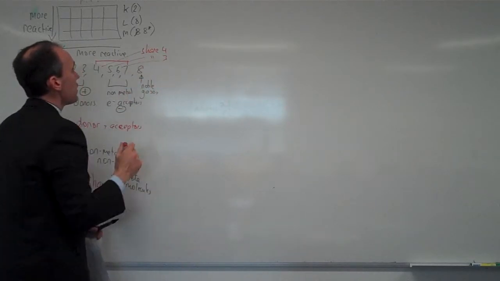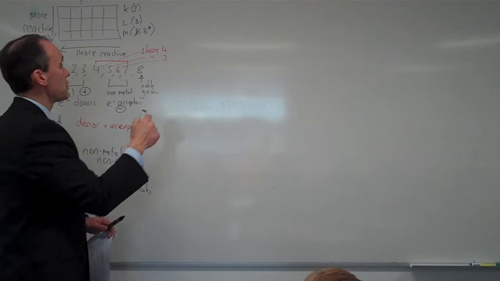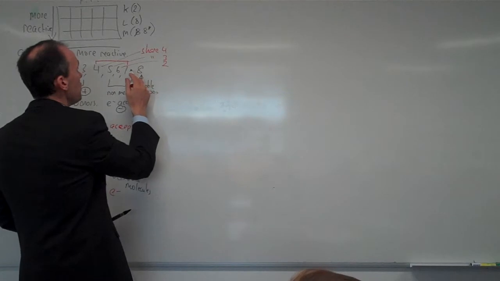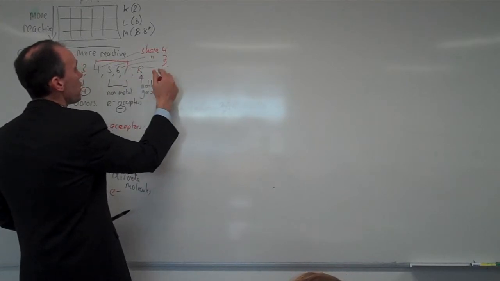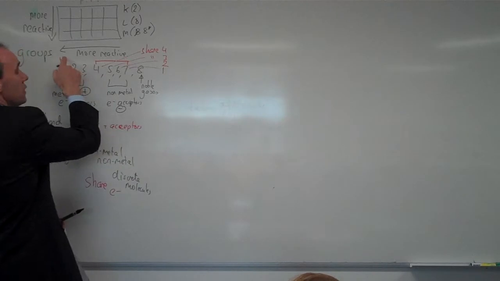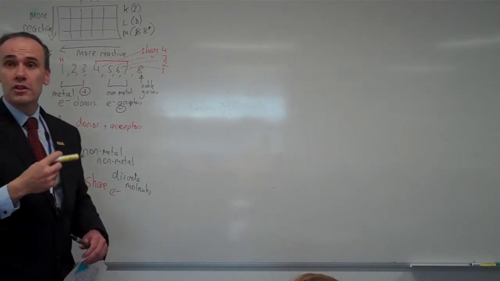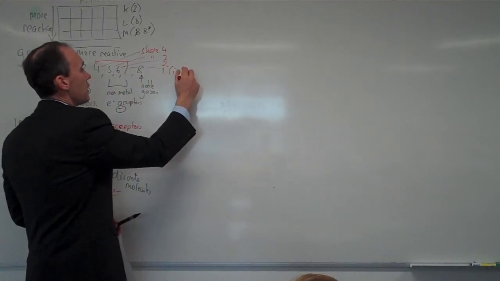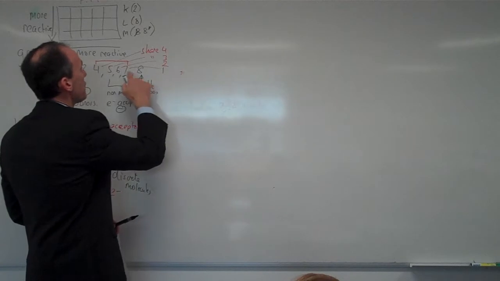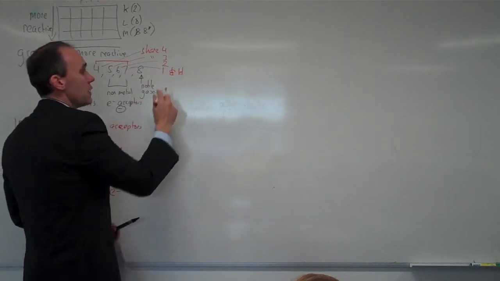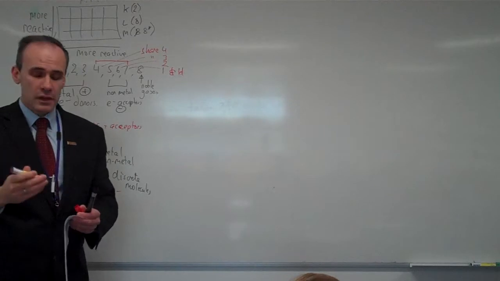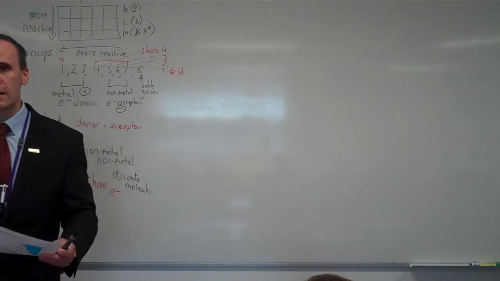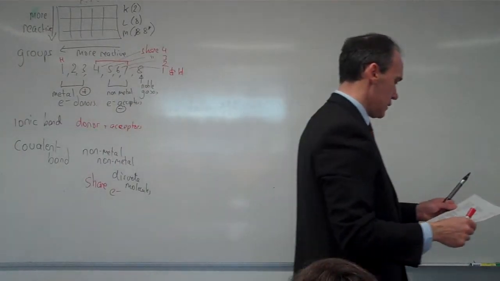Group 6 will share 2. Oxygen's a really good example of that. Group 6 has 6, it wants to gain 2, so it will share 2. Group 7 wants to gain 1, so it will share 1. And also hydrogen will share 1. Hydrogen acts the same way as group 7. It wants to gain 1, so it will share 1. And that's the nature of covalent bonds. Any questions there?